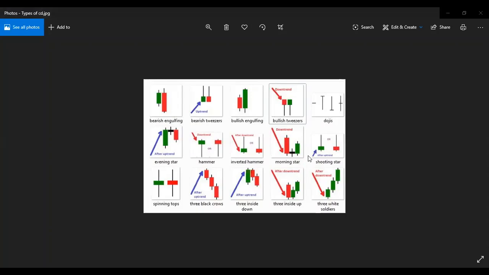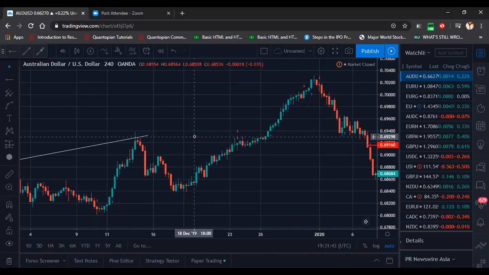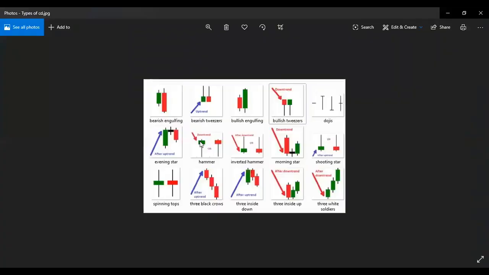So going back to our topic for today, we've done the types of charts, we've done the candlesticks. Now we need to look at support and resistance and then trend lines. I'm sure those who have heard people say they trade currencies, what they usually do is that, oh, just look at support and resistance, and you're wondering, what at all is support and resistance?